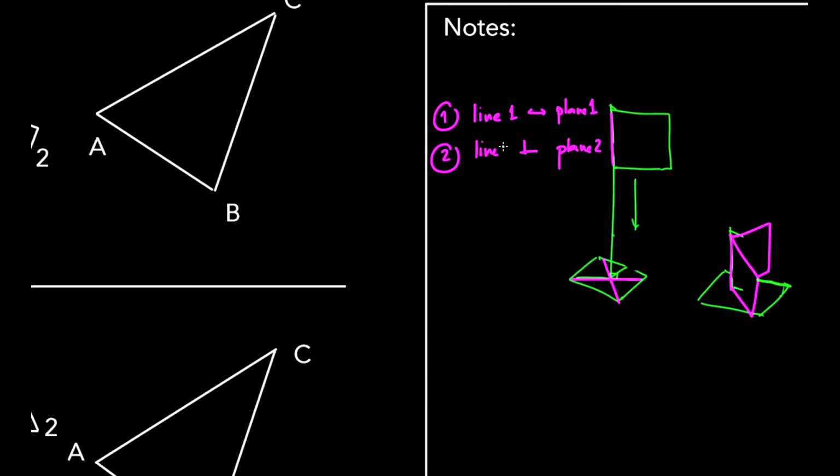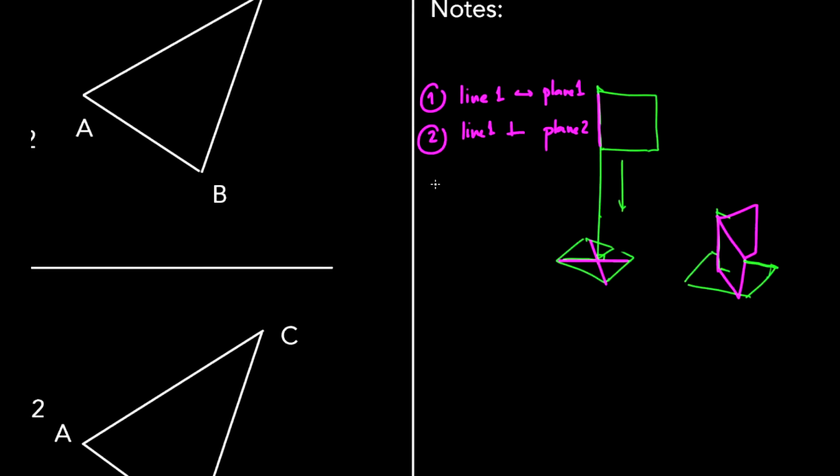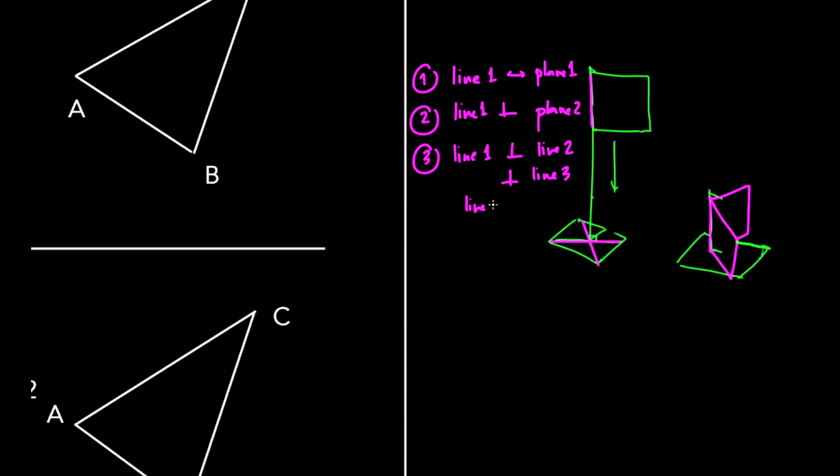So if we can prove that line 1 is perpendicular to plane 2, then automatically plane 1 is perpendicular to plane 2. But how do we prove that line 1 is perpendicular to plane 2? We prove it by showing that line 1 is perpendicular to line 2 and is also perpendicular to line 3. And line 2 and 3 are non-parallel, and at the same time contained in plane 2. Okay? So I hope that makes more sense, no?